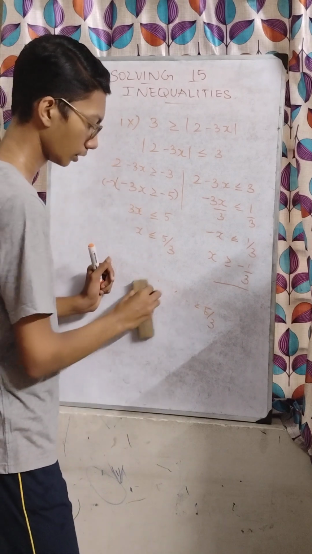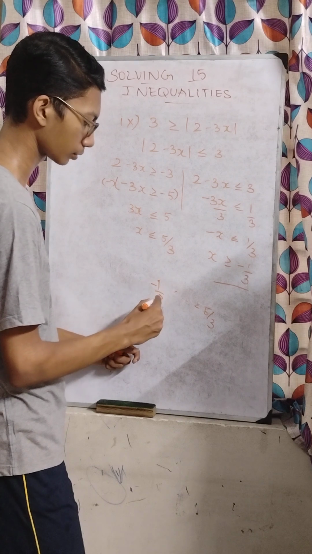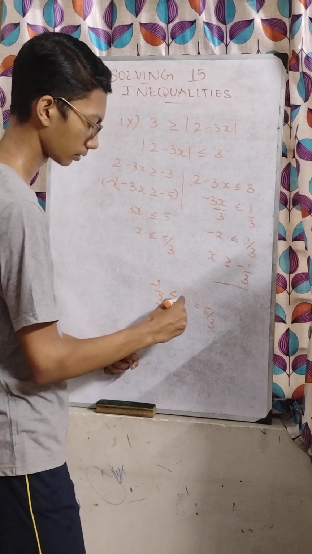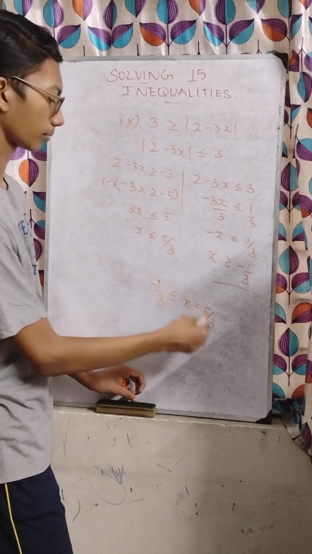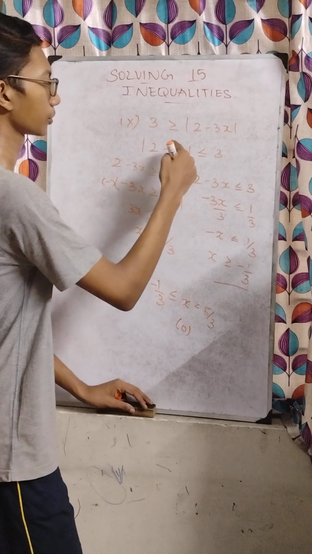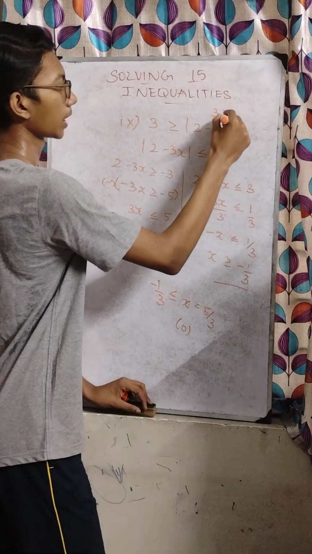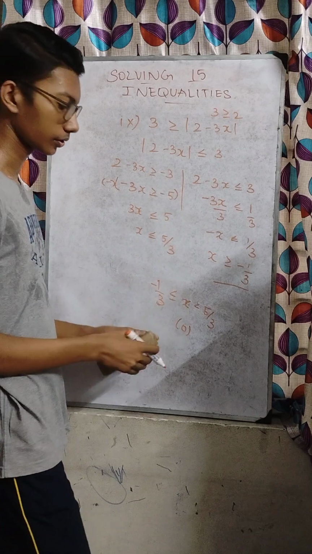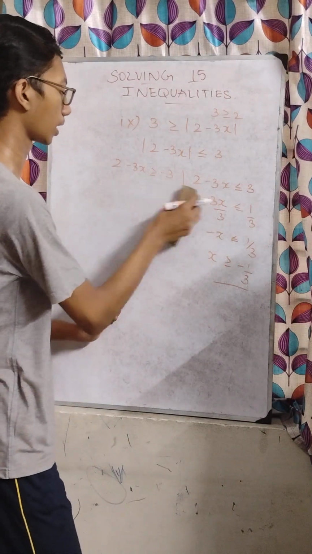I told you that I will substitute the values. Let's take a number between minus 1 by 3 and 5 by 3. We'll take 0. If we substitute 0 here, it will give 3 is greater than or equal to 2. So that solves this. That's one way of checking if our answer is correct.